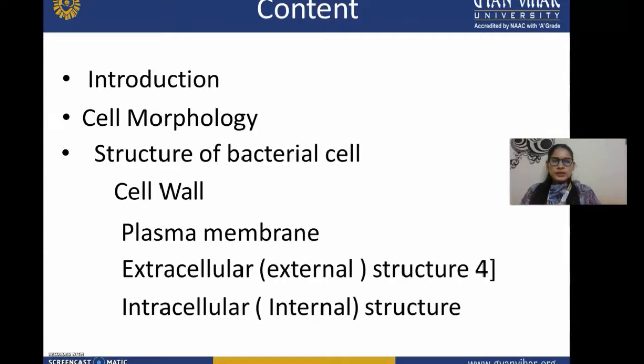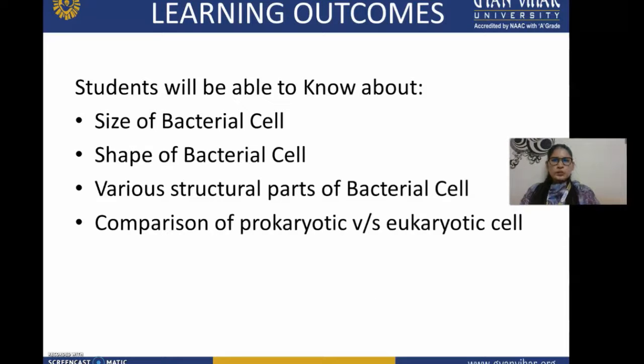So, the content of today's lecture includes introduction, cell morphology, and structure of the bacterial cell, which includes the cell wall, plasma membrane, extracellular or external structure, and intracellular or internal structure. Upon completion of this lecture, you will be able to know the size of the bacterial cell, the shape of the bacterial cell, the various structural parts of the bacterial cell, and the comparison of prokaryotic versus eukaryotic cells.